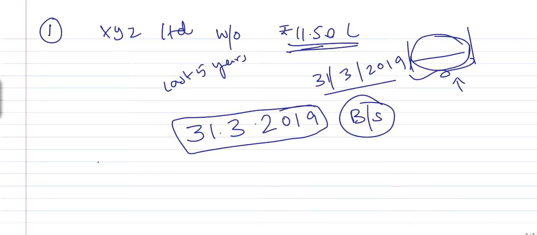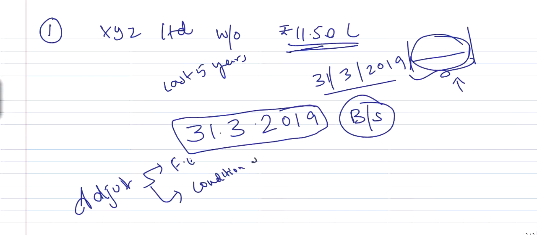So the answer will be: it is an adjusting event, because the recovery of the debt of rupees 11.5 lakhs is an event which provides further evidence of the condition that existed on the balance sheet date. So that company should reverse the entire amount, showing the debts as recoverable. It should be considered an adjusting event because it fulfilled the two conditions. It provided further evidence, additional information that determines the condition existing at the balance sheet date. That's why it is an adjusting event.